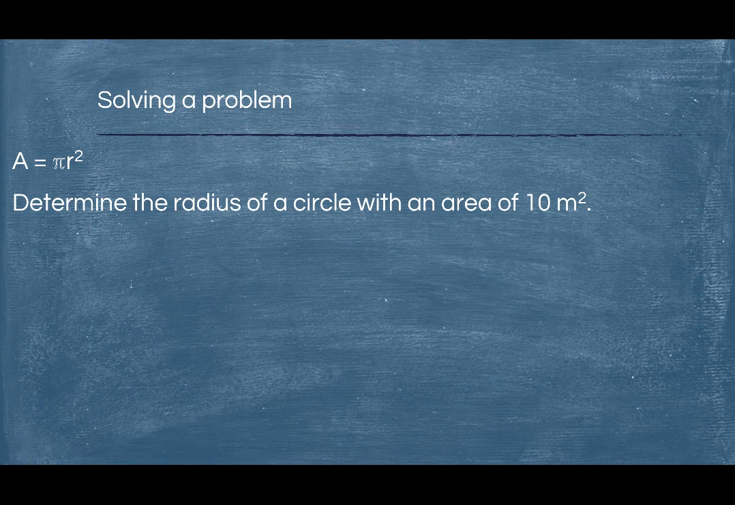So area of a circle, A equals pi r squared. Determine the radius of the circle. We want the area to work out to 10 square meters. All right. So in this one, I don't know, just for no particular reason, I'm going to choose to rearrange the formula first. That was the first method that I used.